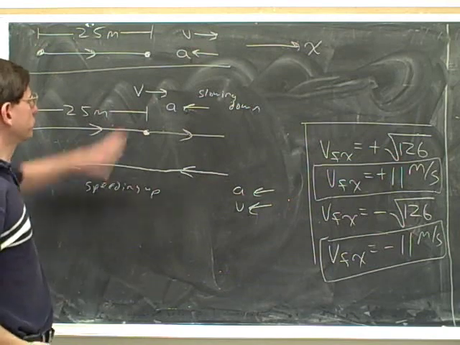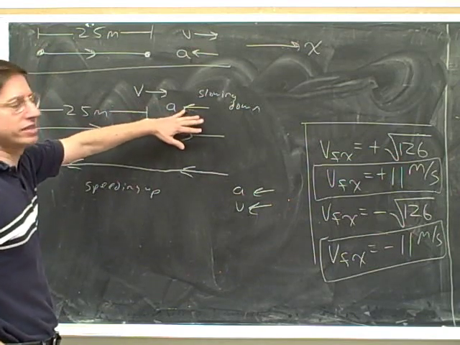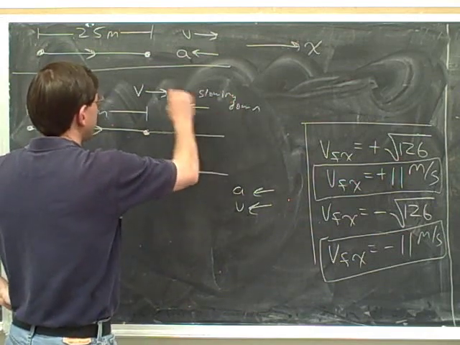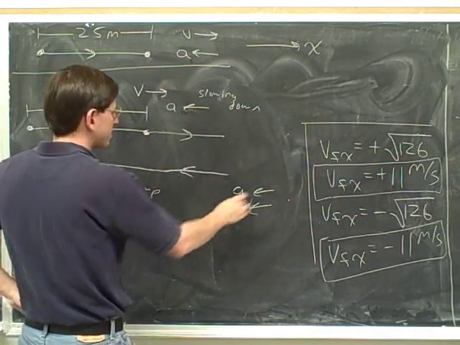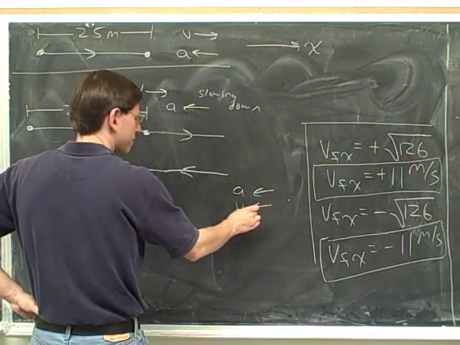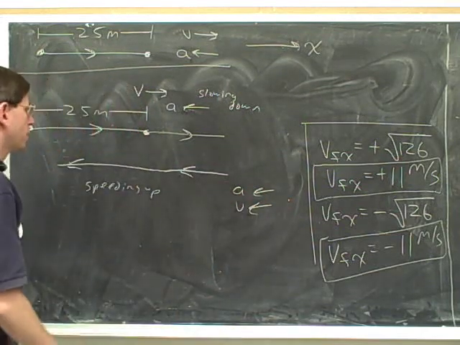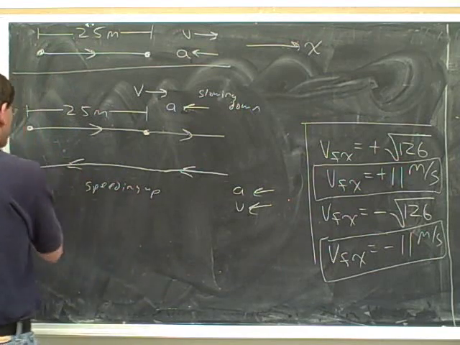Because originally we were moving to the right and accelerating to the left, that means you're slowing down. But eventually you're going to slow down so much that the velocity is 0. And then if you keep accelerating to the left, you're going to have to start moving to the left. And now the acceleration and the velocity are in the same direction, so now we're speeding up while we're moving to the left.